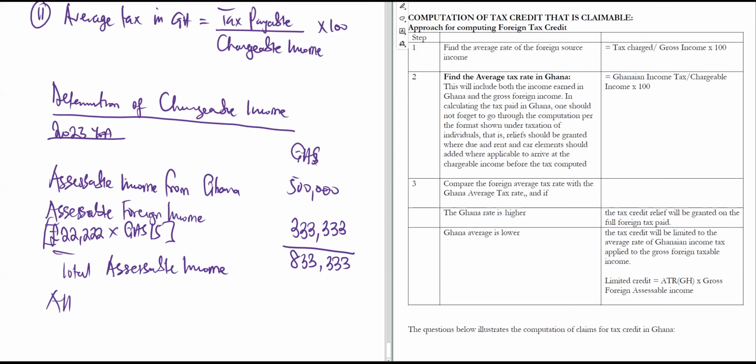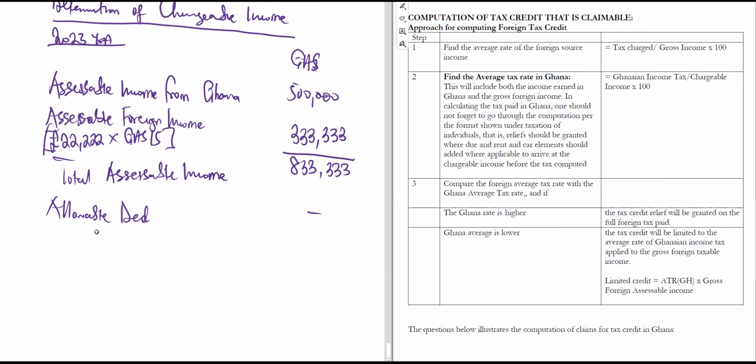Now, were there any allowable deductions against his income? They didn't say anything, right? Whether he contributes to SNIT or he's working in a business that gave him capital allowance. There were no deductions. So we still end up with chargeable income of 833,333, right? So we've got his chargeable income now.